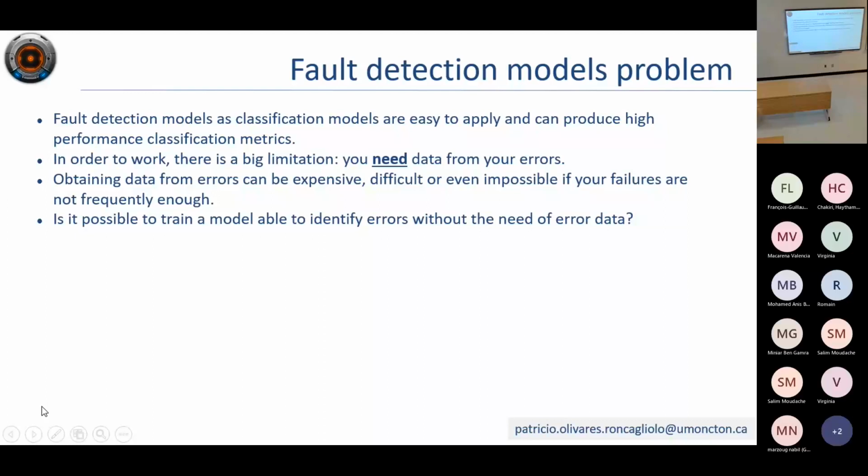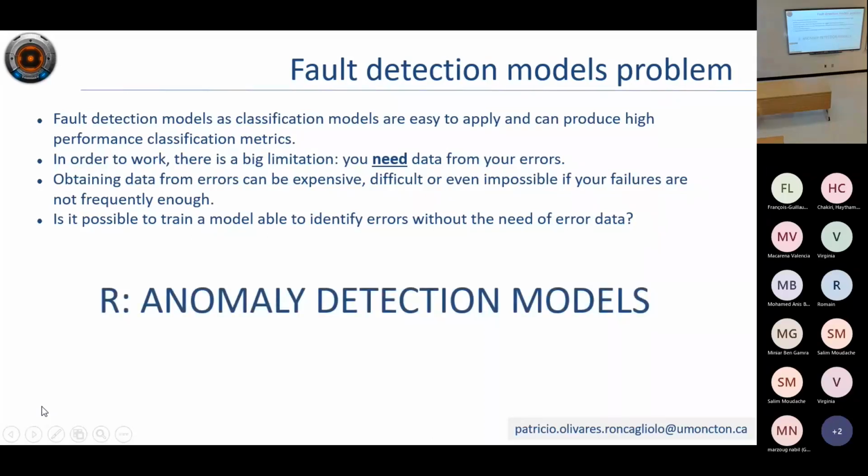So the question that we want to answer is: even if we don't have enough data from our failures, can we do something about it? Can we identify a deviation of the normal behavior of our system, even if we don't have data from the errors? And the answer is yes, of course. That's why we are here. What we are using in that case are anomaly detection models. That is the principal goal of the anomaly detection model.